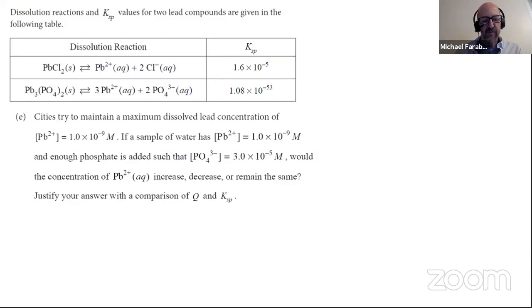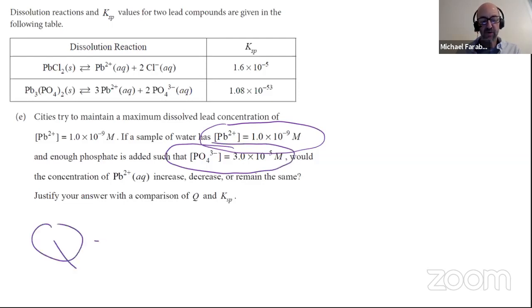Now we have part E, where we are given a concentration of lead that's already in the sample of water, and now we have a concentration of phosphate. So we can go ahead and calculate what is called Q, the reaction quotient. You plug the numbers you have right now into the KSP expression, and we decide if Q is greater than or less than the KSP.